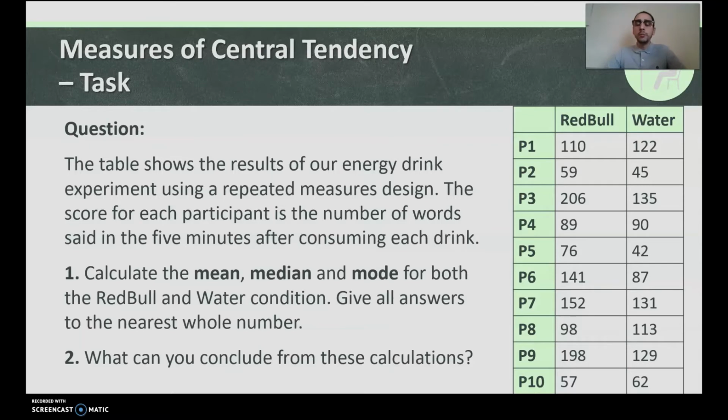What can you conclude from these calculations? Once you've worked out those 6 figures, you can compare them to each other. What was the mean in the Red Bull? What was the mean in the water? What was the median? What was the mode? Do they compare? Do we think that one is affecting the other? Do we think that maybe Red Bull is affecting talkativeness or the amount of words spoken? Maybe. Do the calculations and find out.